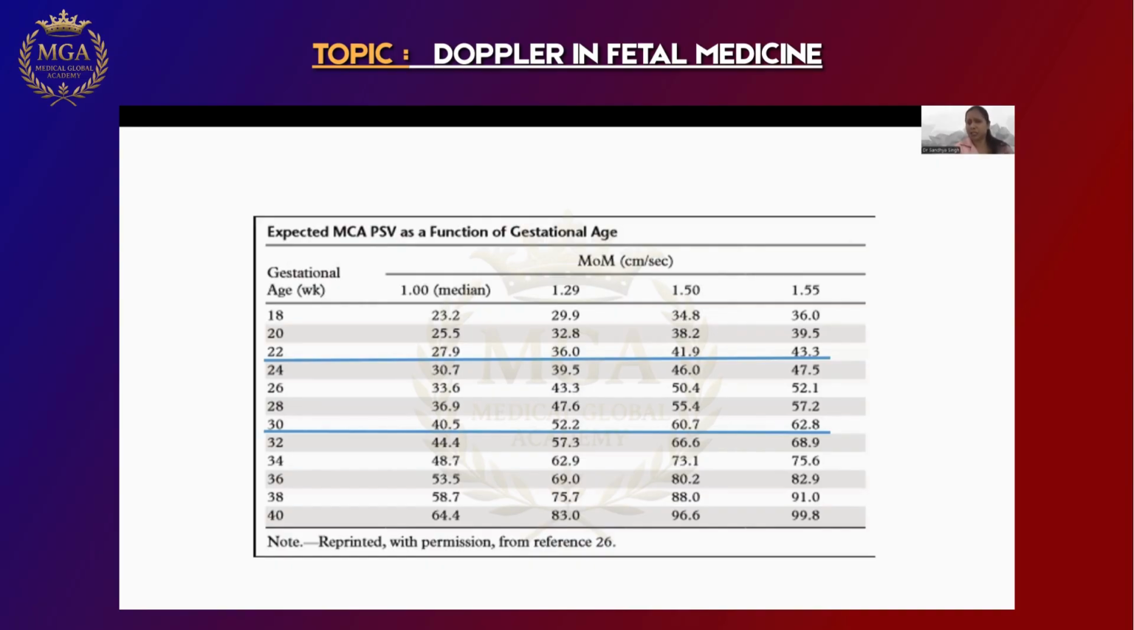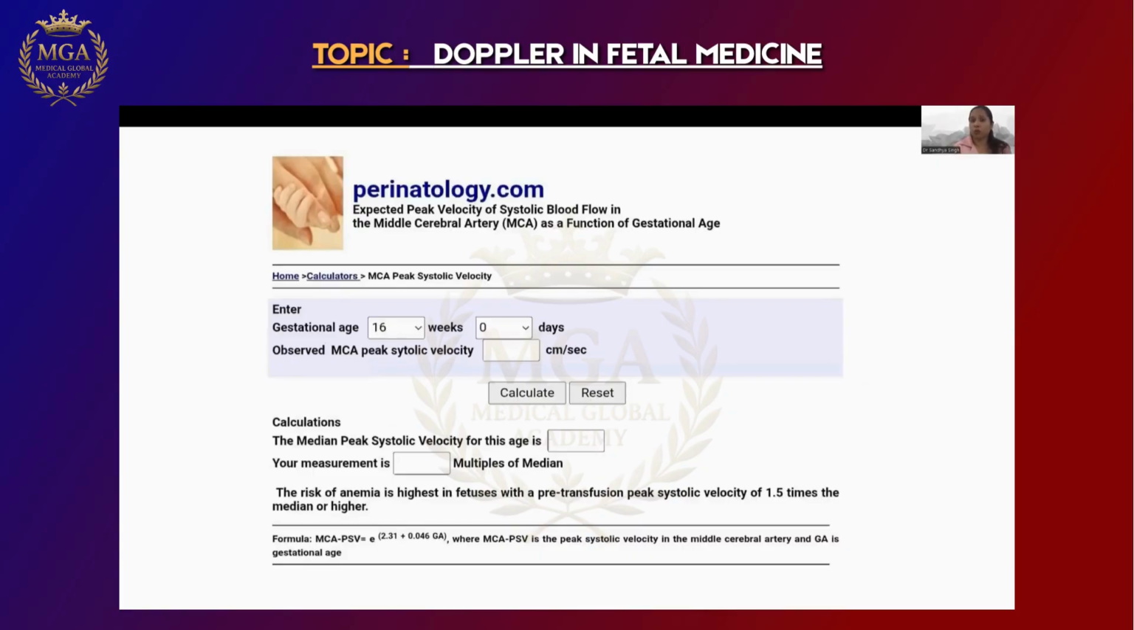This is a simple layman thing I'm telling you. Like sitting in OPD while doing a scan, if you don't have the option that your staff will open a calculator and tell you whether the baby has anemia or not, you can use this. Otherwise, this is a manual calculator. At 20, it should not be more than 40. At 30, it should not be more than 60. It should be less than that. Otherwise, you have this free calculator by perinatology, FMF. Everybody offers you a free calculator. You put the gestation, you put the PSV, and it will tell you whether the baby has anemia or not.